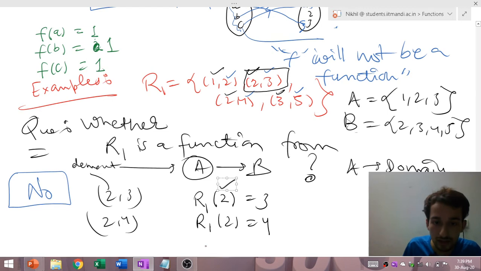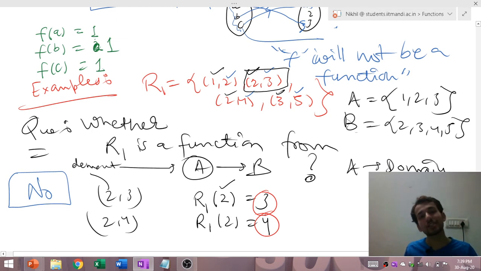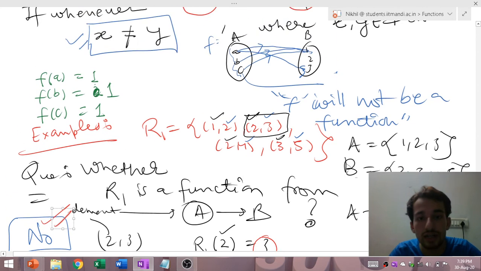And mapping it to two different values is not possible in the case of a function. We can assign it to only a single element from the codomain. So that's why this R1 is not a function. I hope you get clarity that in this particular case, R1 was not a function.